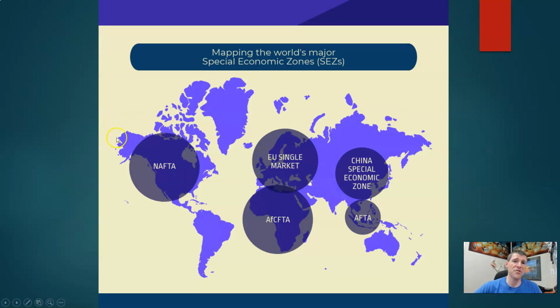All right. So free trade zones became more common. These are some of the major ones. NAFTA, which is getting replaced with a different version. You've got this one down here, the African Free Trade Zone. You've got the European Union, the China Special Economic Zone, and the Asian zone down here.